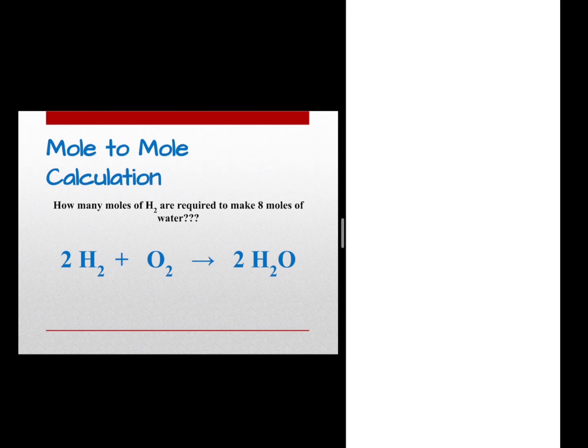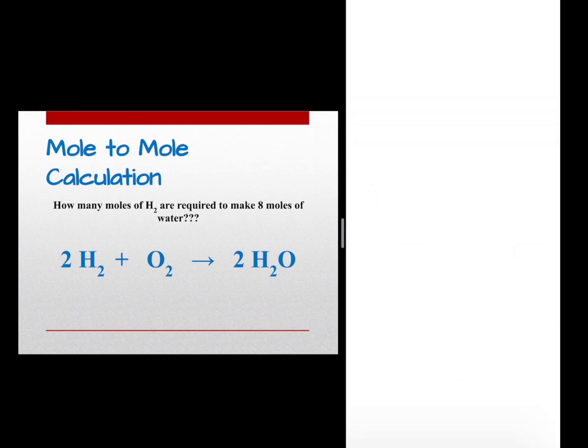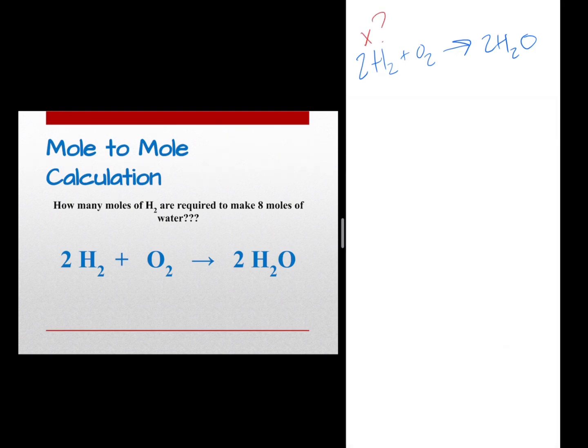Okay, let me change colors here so it's easier to see. I'm just going to copy down my equation real fast so that I can write on it. It says how many moles of H2? So right above H2, I'm going to put my question mark. That's what I'm looking for, moles of H2. I need 8 moles of water, so I can write 8 moles above water.